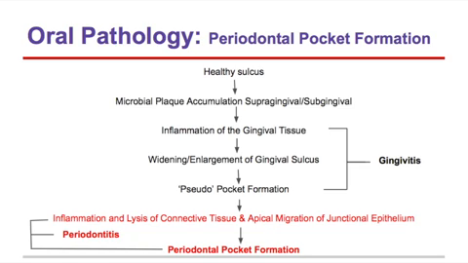Slide number 12 discusses oral pathology and the major forms of periodontal disease. Gingivitis, when the inflammatory process is confined to the gingival tissues. And periodontitis, when inflammation progresses into the supporting structures, resulting in attachment and bone loss. This ultimately results in tooth loss if left untreated.